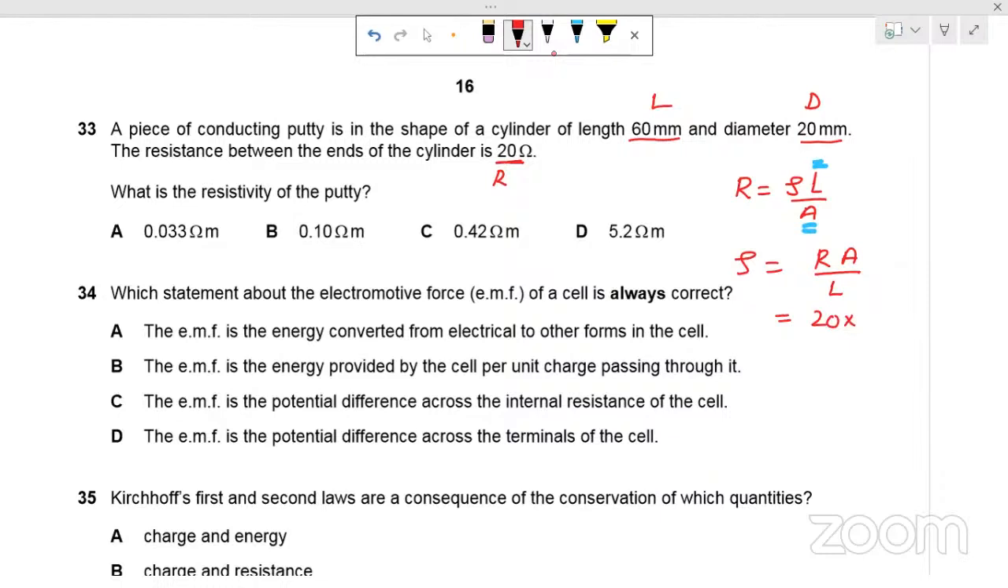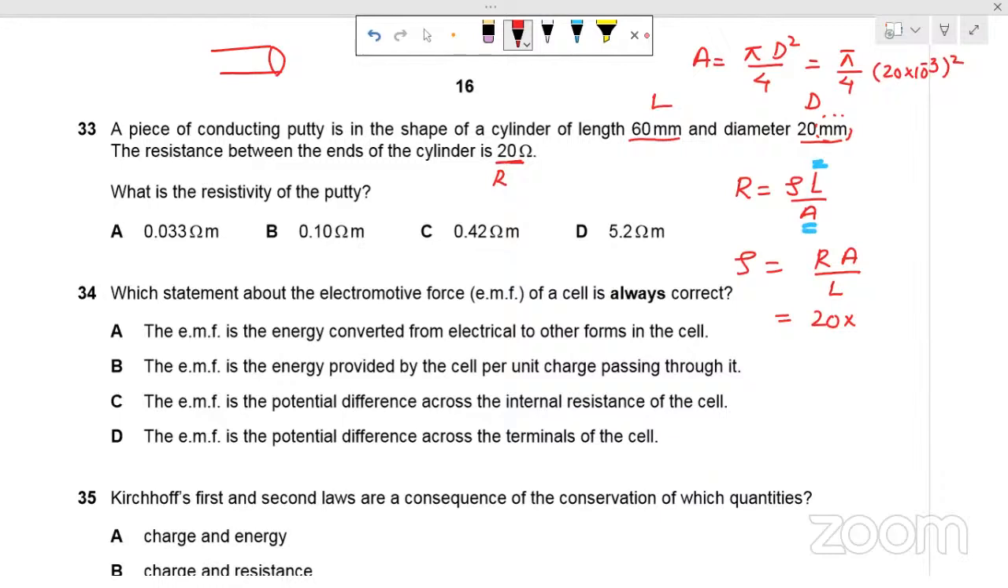What is the cross-sectional area? We are given diameter. The wire cross-sectional area is in circular form and the area of a circle is pi d square by 4. So please convert this diameter into meter and length also into meter. So calculate area from this expression: pi by 4 times d, which is 20 times 10 power minus 3, whole square. That is the cross-sectional area of the wire.